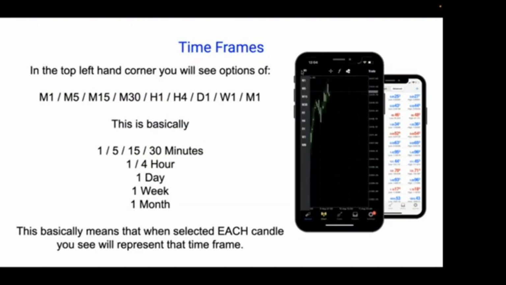In the top left-hand corner here, you'll see it says H1. On H1, all this means is the different time frames. You're going to see M1, which is 1 minute, M5, 5 minutes, M15 is 15 minutes. That means each candle that you see here will represent that time frame. So if we had 1 day selected, which is D1, every single one of these would represent 1 day.